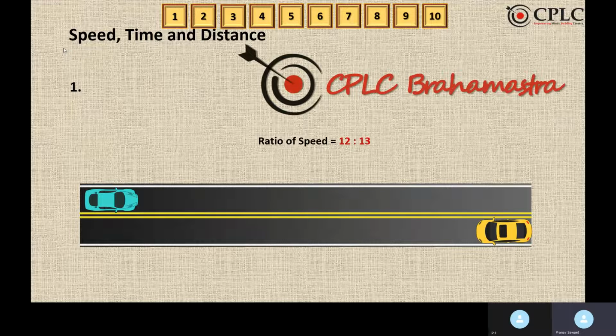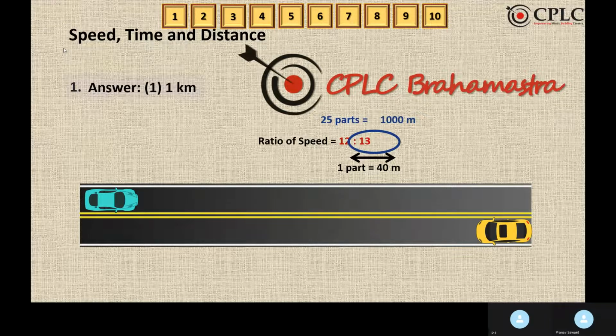Now you can also solve this question by using ratio. So ratio of speeds is 12 is to 13. This means one part is equal to 40 meters because one of the vehicles has traveled 40 meters more than the other. Hence the difference is one part, so that is equal to 40 meters. Total distance is of 25 parts. So if one part is equal to 40, 25 parts would be equal to 1000. That's it.